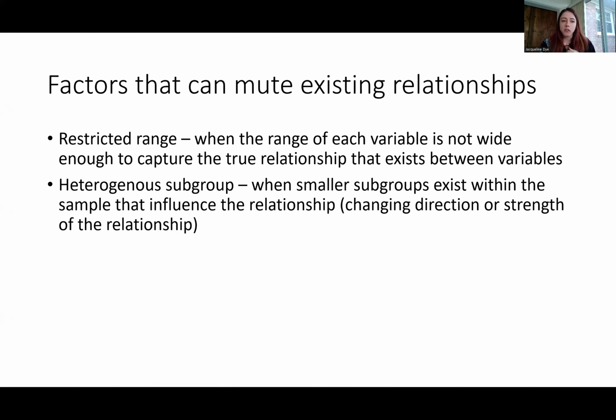And then the text also talks about having a heterogeneous subgroup. So this means that basically smaller subgroups exist within your sample. And they're subgroups of like individuals or like participants that influence that relationship. So they can actually change the direction of the correlation and the strength of the correlation.